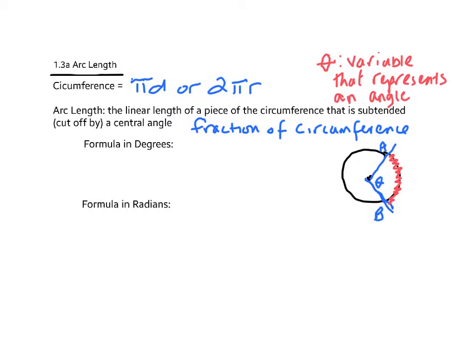Now, if we are in degrees, I can say the arc length, and S is the letter we use to stand for arc length, equals some fraction of my circumference, which is 2 pi r. The question is, how do I express that fraction? If it's half of the circle, it would be 180 out of 360. That's where we get the half from. If it was a quarter, it would be 90 out of 360. But I don't know what it is, it's just theta. So the formula for the arc length, if I have my angle given in degrees, is S equals theta over 360 degrees times 2 pi r. Theta over 360 represents the fraction of the total circumference.